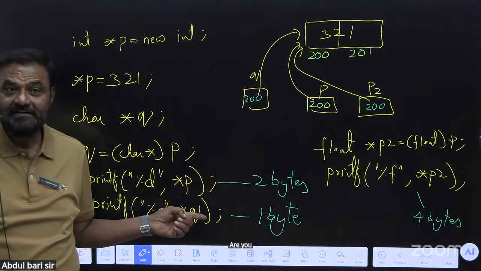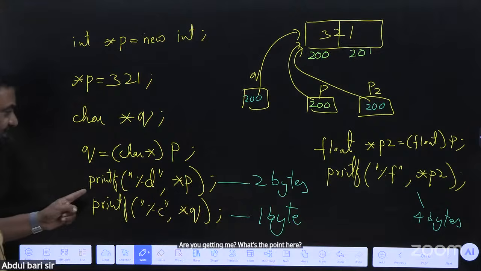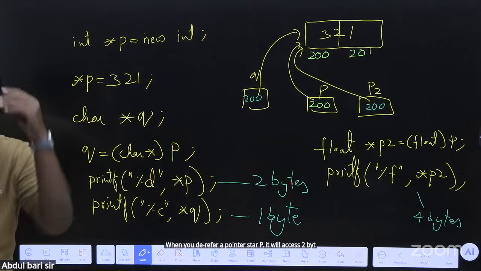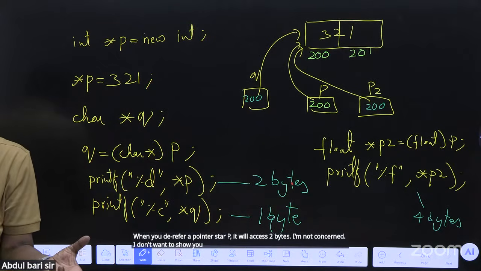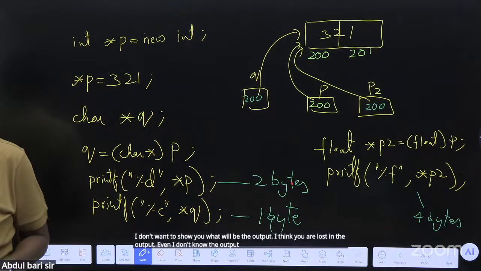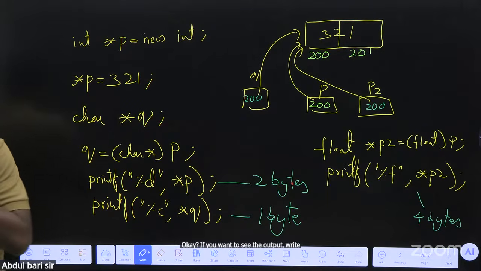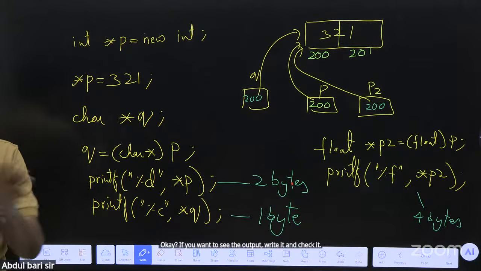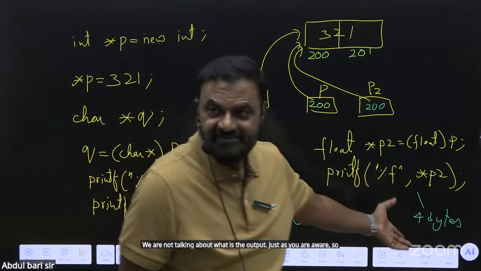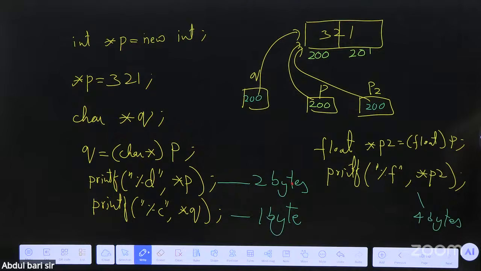Are you getting me? What's the point here? When you dereference a pointer, star p, it will access 2 bytes. I don't want to show you what the output will be. I think you are lost in the output. Even I don't know the output. You write the program and check it. If you want to see the output, write it and check it. We are not talking about what the output is. I asked whether it gives an error or what. Understood this one?